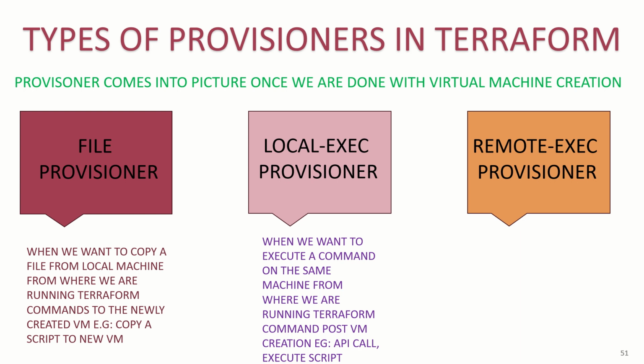The local exec provisioner is the one we use to execute anything not on the newly created machine, but on the machine from where we are running our Terraform command. Why do we need it? We need it whenever we want to make any kind of API call. Suppose your machine has been created and you want to send its IP address to some other application using an API. You can do that by running a command, and that command will run as a local exec. It will take that IP from the configuration and provide it to the other application using the API call. So that API call we can give using this local exec provisioner.